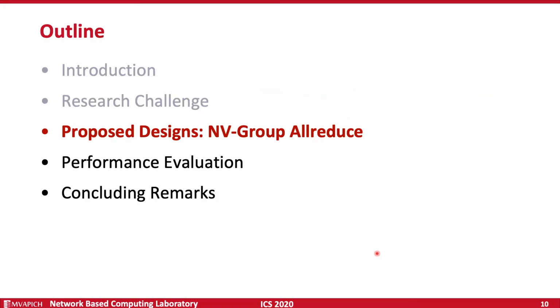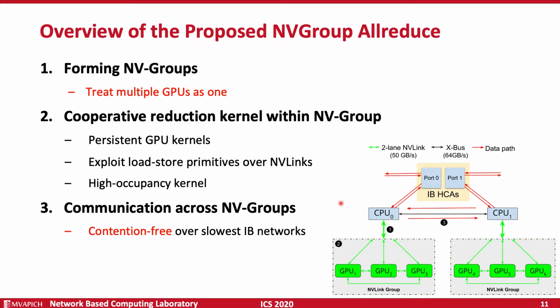So to answer that, let's look at the proposed design. We call it NV group Allreduce. In NV group Allreduce, we have 3 steps. First, because we want to utilize all the NVLinks, we'll form the NV group. The idea is that we treat multiple GPUs as one big powerful GPU. Within a group, we develop a kernel trying to utilize all the NVLinks. This is a cooperative reduction kernel we propose. It is a persistent GPU kernel. It exploits load-store primitives over the NVLinks directly. It's a high occupancy kernel. We'll talk about that in a minute.